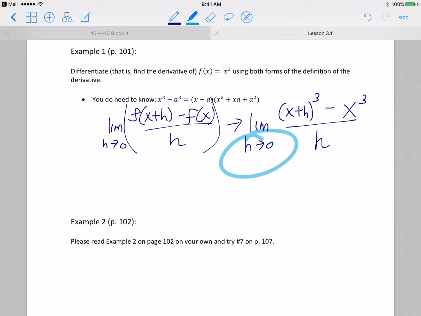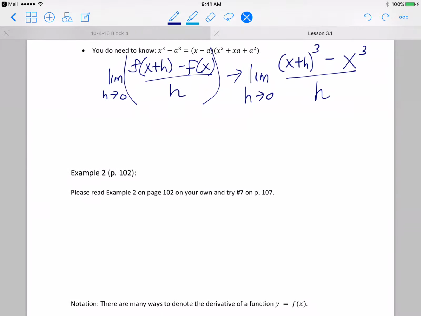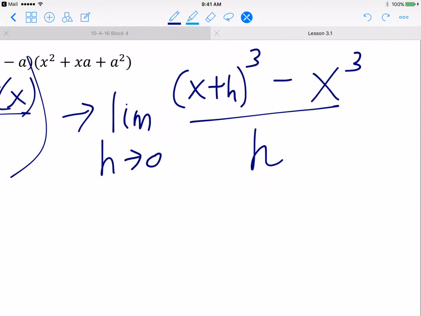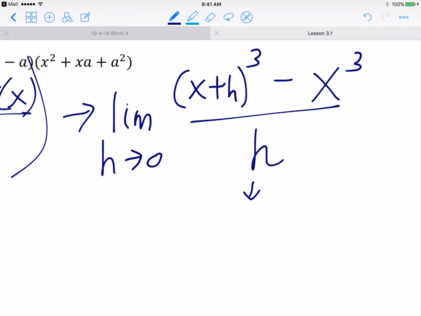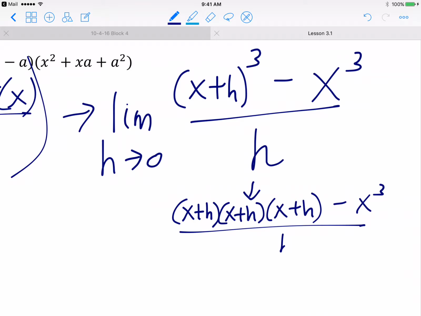We still can't do anything about the fact that h is approaching 0. It's not like we could plug in 0 for h at the moment. So we have to somehow simplify our numerator by algebraic manipulation. Let me zoom this in a little more. X plus h to the third power just means that I'm multiplying x plus h by itself 3 times: x plus h times x plus h times x plus h. It does not mean it's going to be x to the third power plus h to the third power. That's a common misconception.